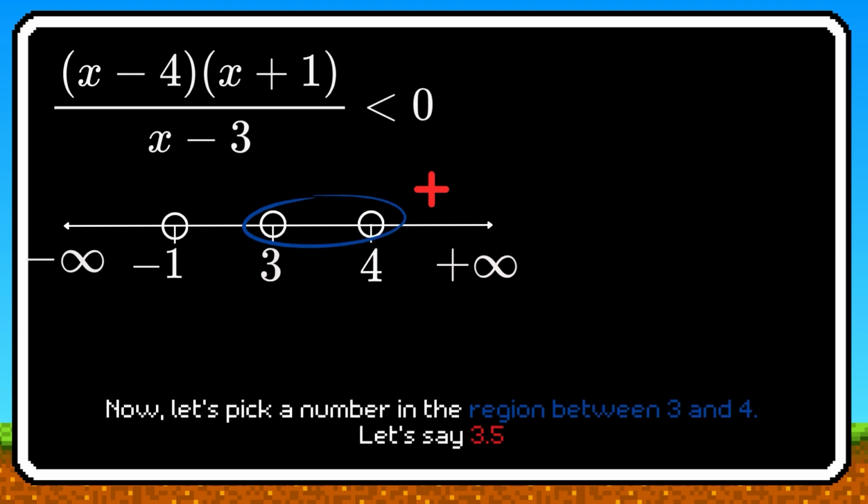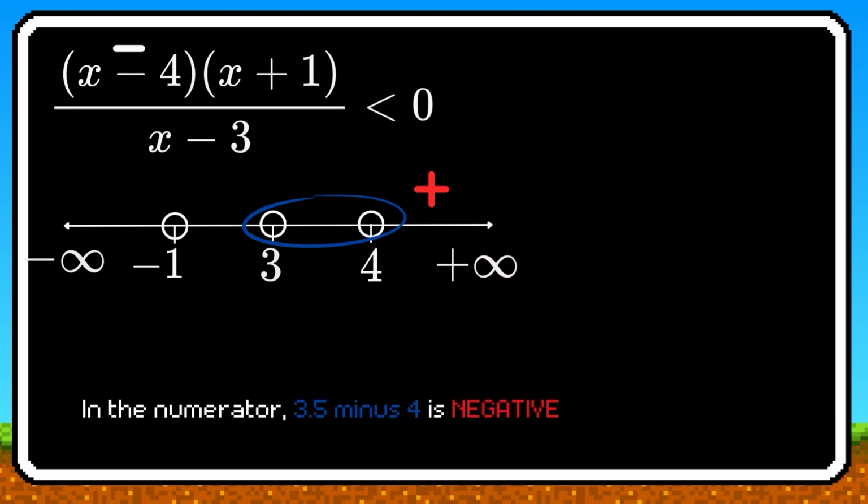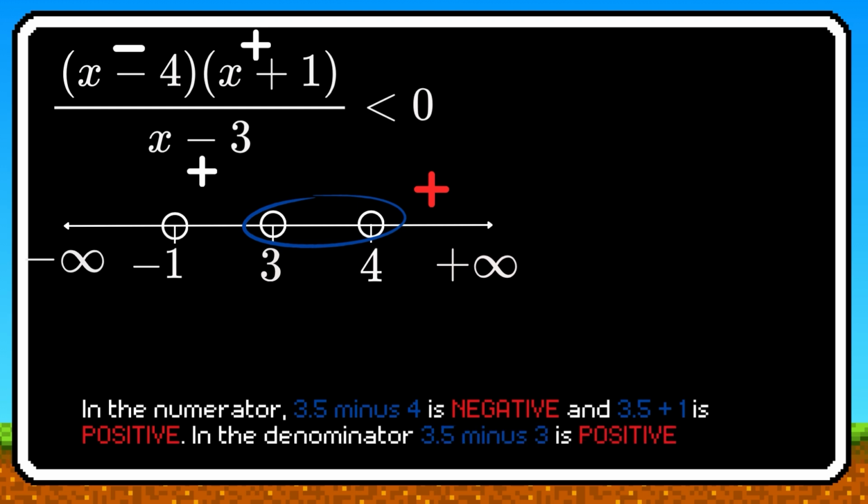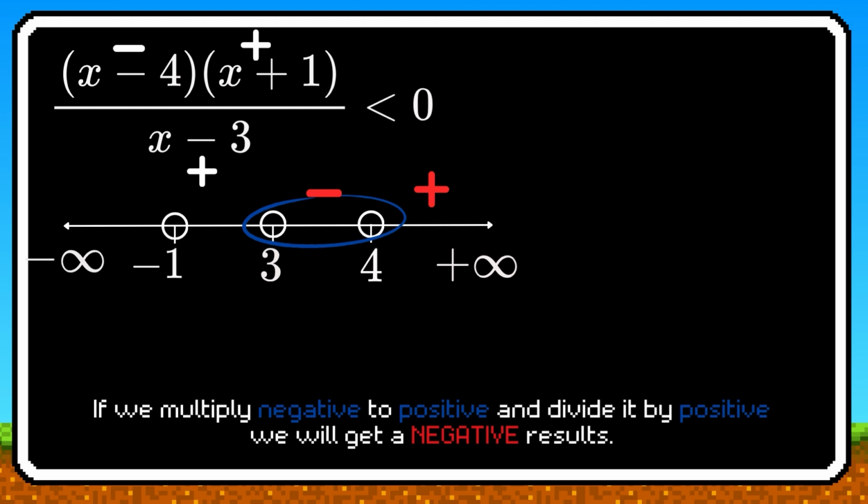Now, let's pick a number in the region between 3 and 4. Let's say 3.5. In the numerator, 3.5 minus 4 is negative, and 3.5 plus 1 is positive. In the denominator, 3.5 minus 3 is positive. If we multiply a negative by a positive and divide by a positive, we will get a negative result.